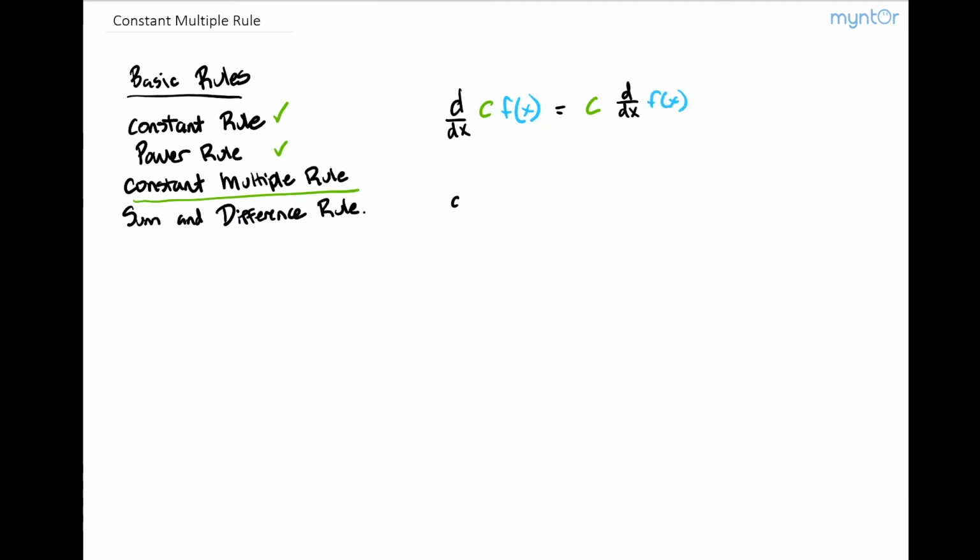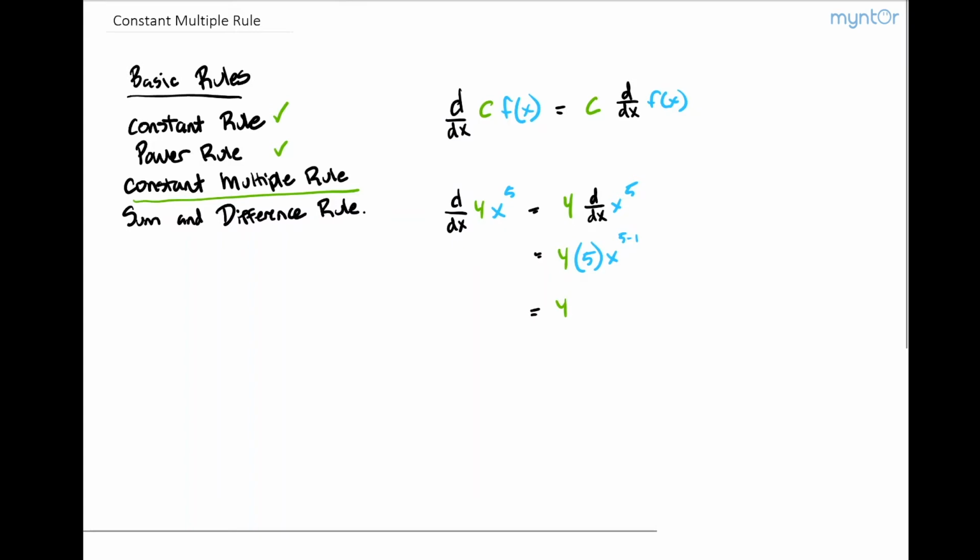So for example, if I'm asked to take the derivative of a function like 4 times x raised to the fifth, the constant multiple rule says that this would be equal to 4 times the derivative of x to the fifth, or in other words, 4 times 5x raised to the 5 minus 1, and of course we simplify this to 4 times 5x to the fourth, or our final answer would be 20x raised to the fourth.